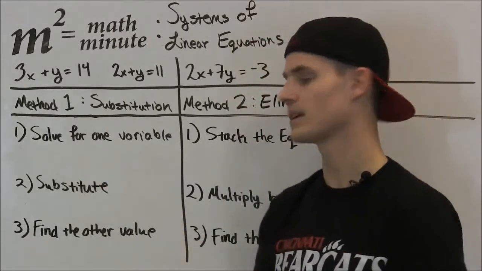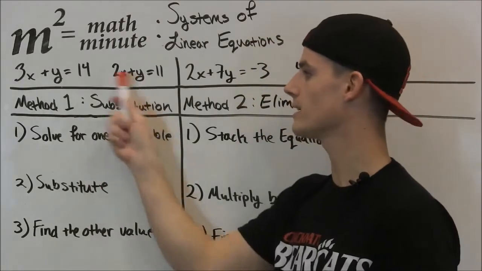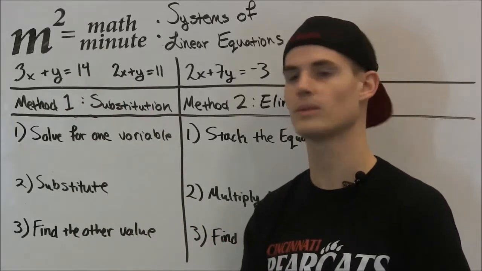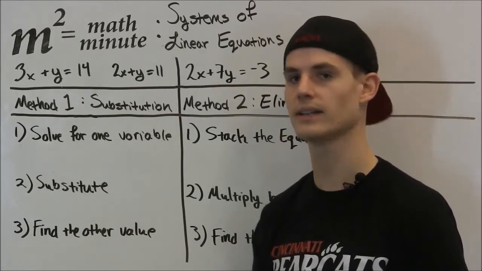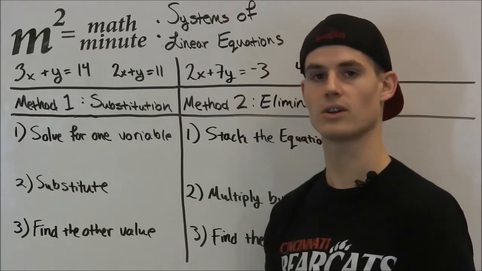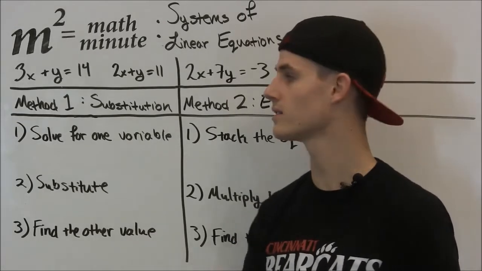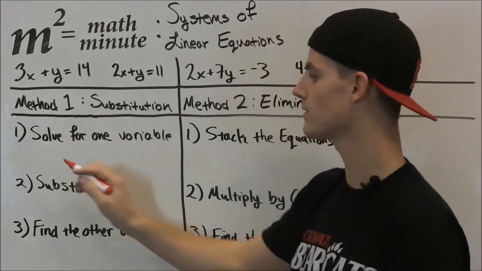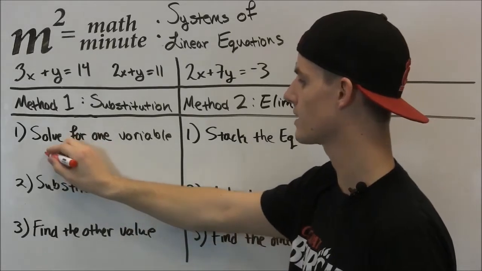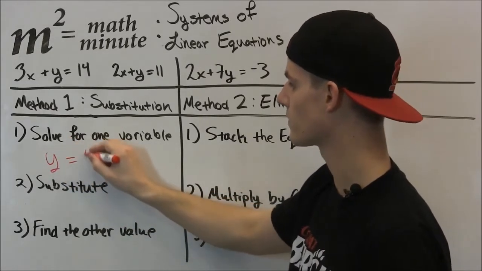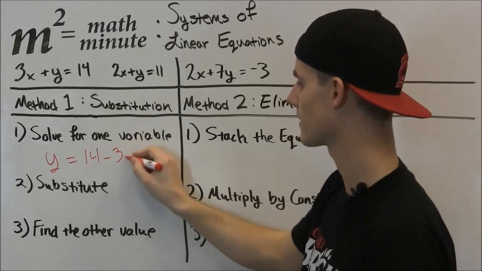So the very first step is solve for one variable. So this, as you see, y is already by itself almost. It doesn't have a constant in front of it. So what we're going to do is solve for y. We're going to choose either equation, so let's choose this one. So all we have to do is subtract 3x from each side. So y equals 14 minus 3x.